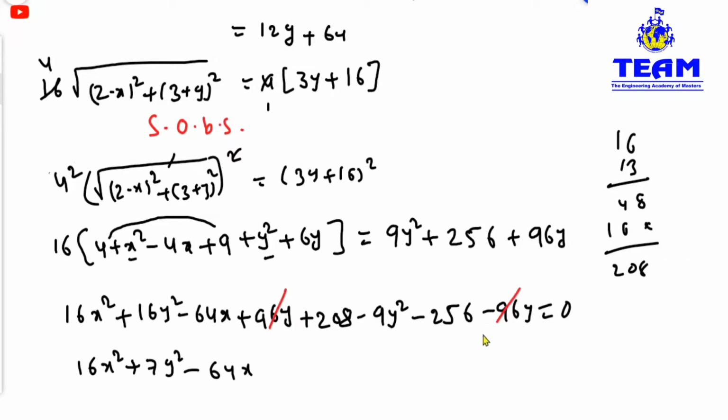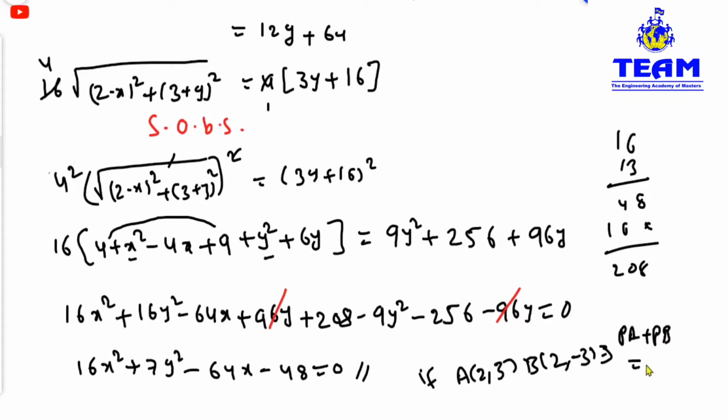Is there any y term here you see? No. Next, the constants: what do you have? 208 minus 256 here you have, so you will get minus 48. So minus 48 is equal to 0. Right, this is the locus equation for the point P if A is point 2 comma 3 and B is a point 2 comma minus 3 such that PA plus PB is equal to 8. So this is the locus equation, friends.